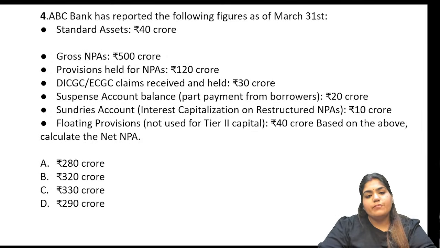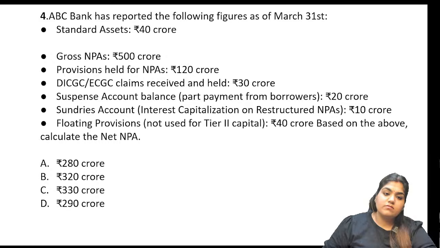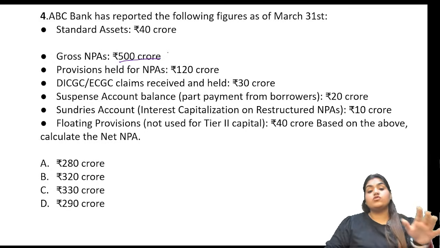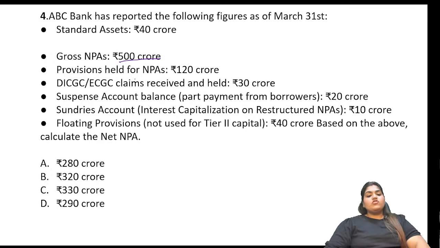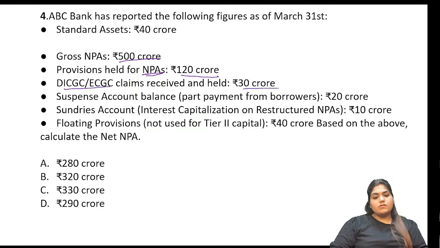ABC Bank has reported the following figures as of March 31. Substandard assets 40 crores. Gross NPA 500 crores. मतलब पूरे साल में they have lost so much. Provisions held for NPA, that is some provisions that we make for NPAs, it is 120 crores. DICGC ECGC claims received and held as 30 crores.